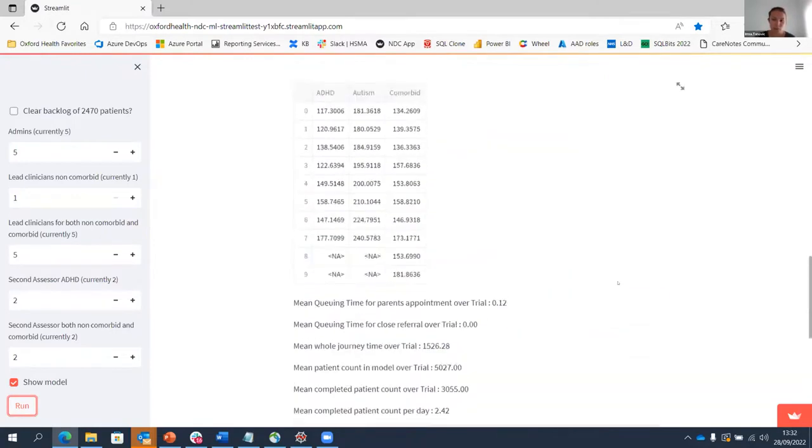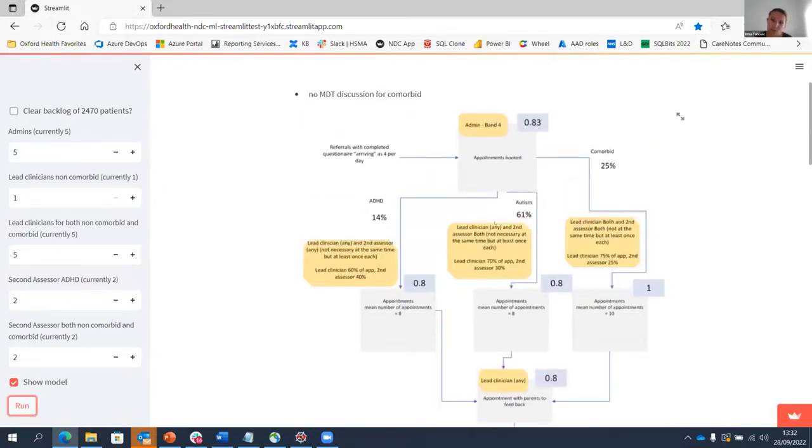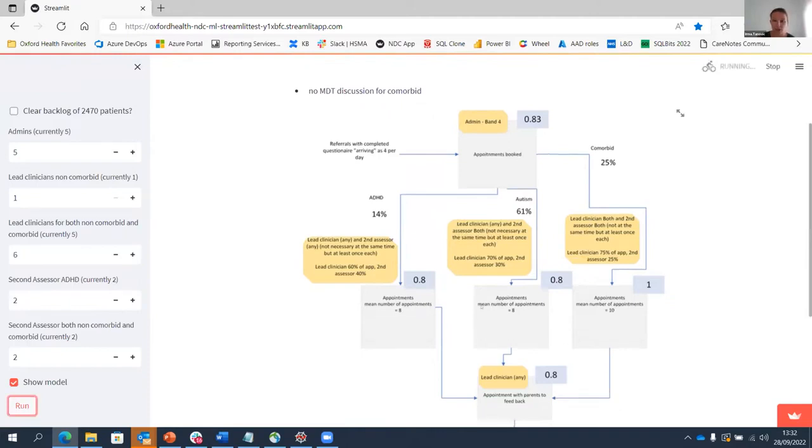But there's something interesting between autism and comorbid. When I then looked at staffing, who is actually delivering autism and comorbid? It's either lead clinician, any, which means lead clinician, non-comorbid, or lead clinician, both, and second assessor, both. And here it's lead clinician, both, and second assessor, both. So if I, for example, increase lead clinician, both, to 6 and run the model and see what happens there.